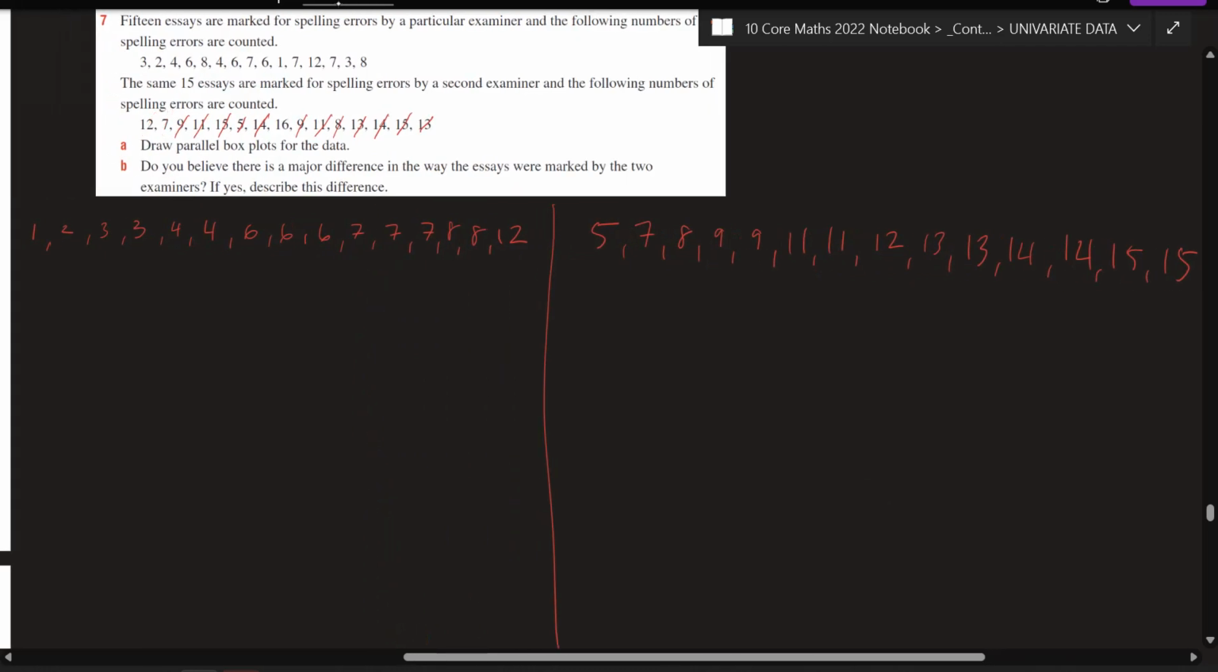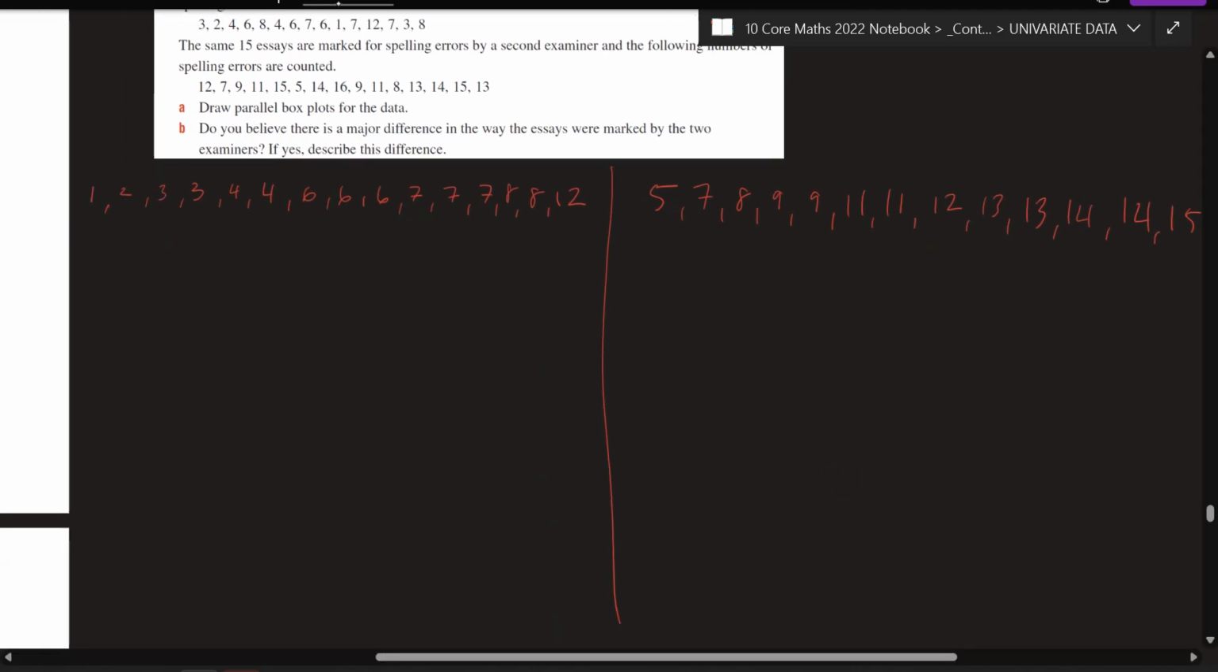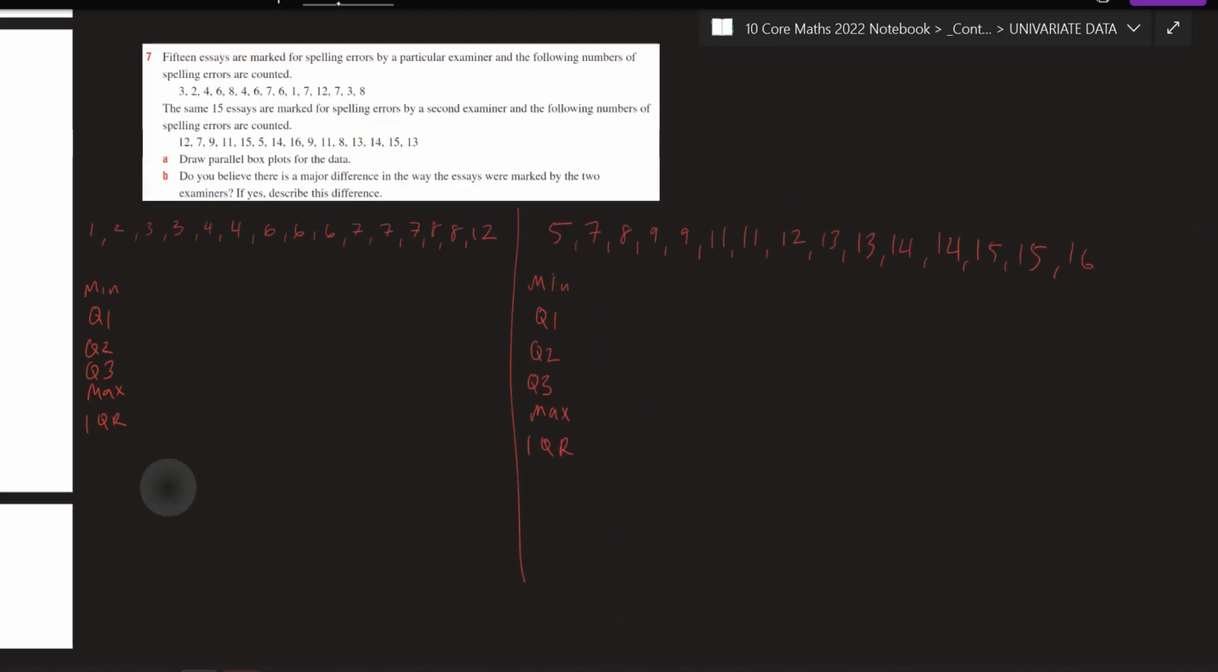All right. So what I'd like us to do, I'm going to let you guys go off and do this. Give me the 5-number summary and the IQR for both of those data sets separately. They're not together, they're separate. So do it for this and then do it for that. So you're doing minimum, Q1, Q2, Q3, max, and then you're doing the IQR as well. Do it for both of those data sets.